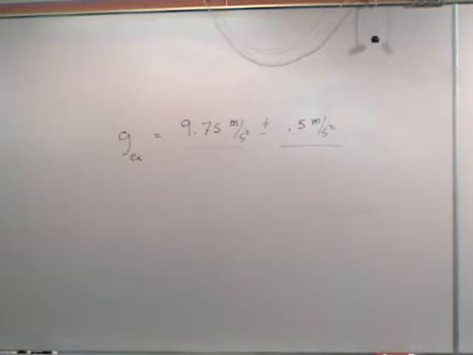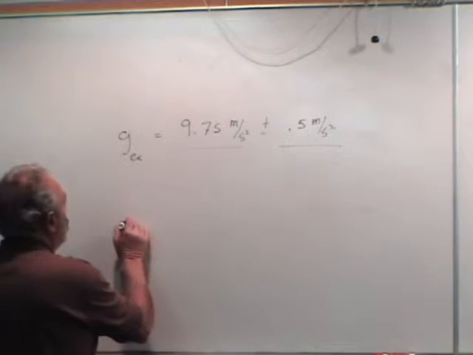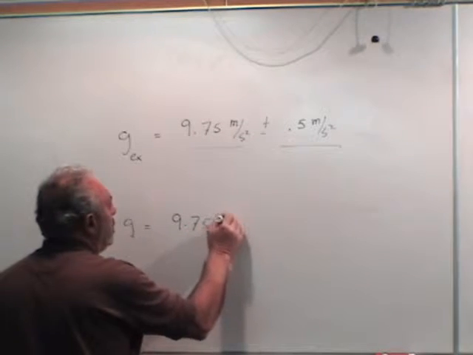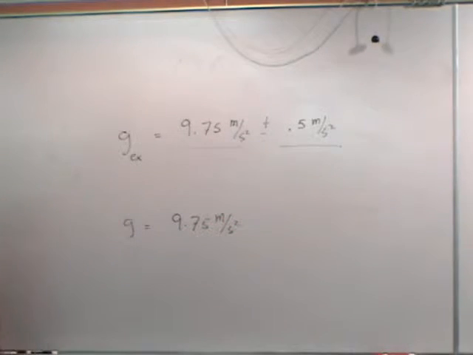You know what it means if you wrote g equals 9.75 meters per second squared? Do you know what that implies? That is absolutely perfect. There is no uncertainty at all. That is the absolute value for the acceleration of gravity if you do not put a plus or minus on there. And of course, you do not measure the exact. There is no such thing as an exact measurement.